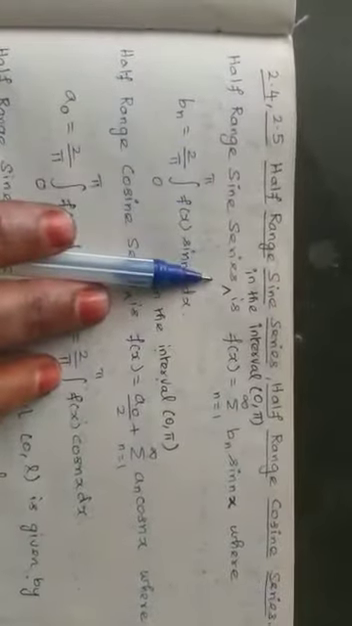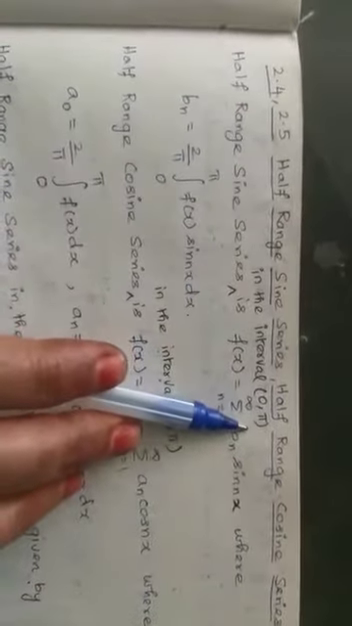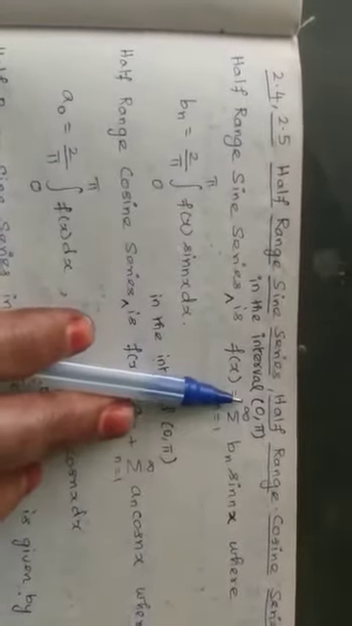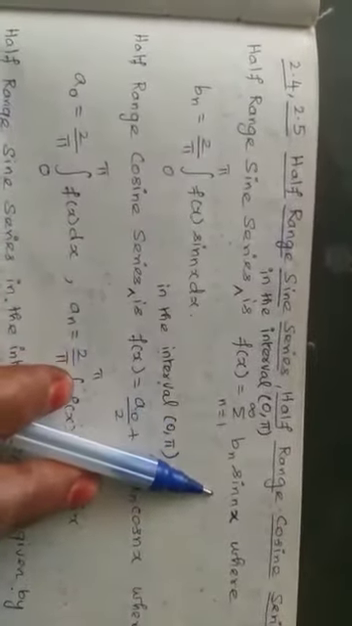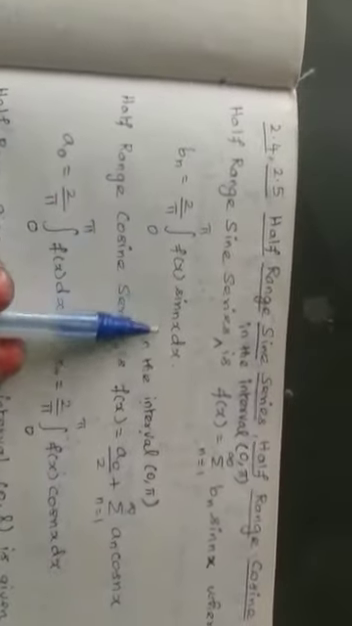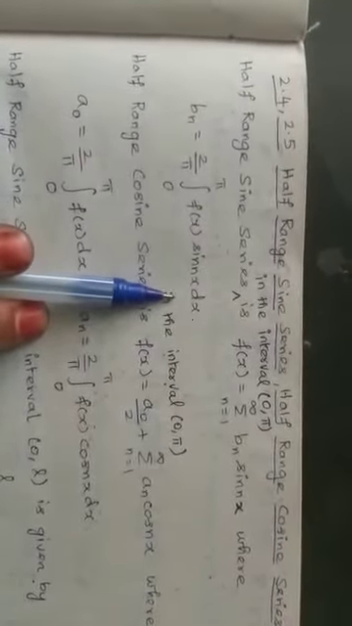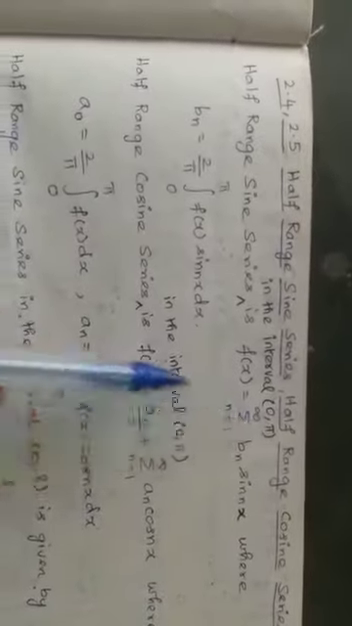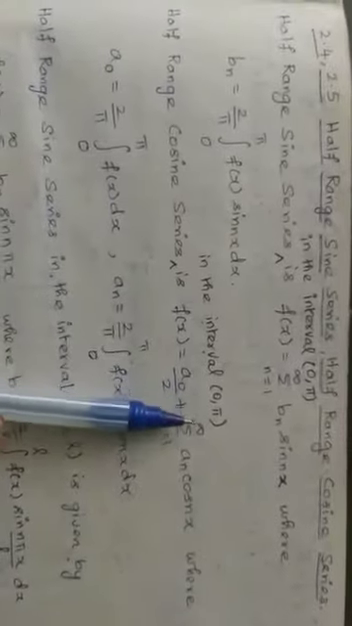Half range sine series in the interval 0, pi is f of x is equal to sigma n equal to 1 to infinity bn sin nx, where bn is equal to 2 by pi integral 0 to pi f of x sin nx dx. This is the formula for half range sine series in the interval 0, pi. That is very important.